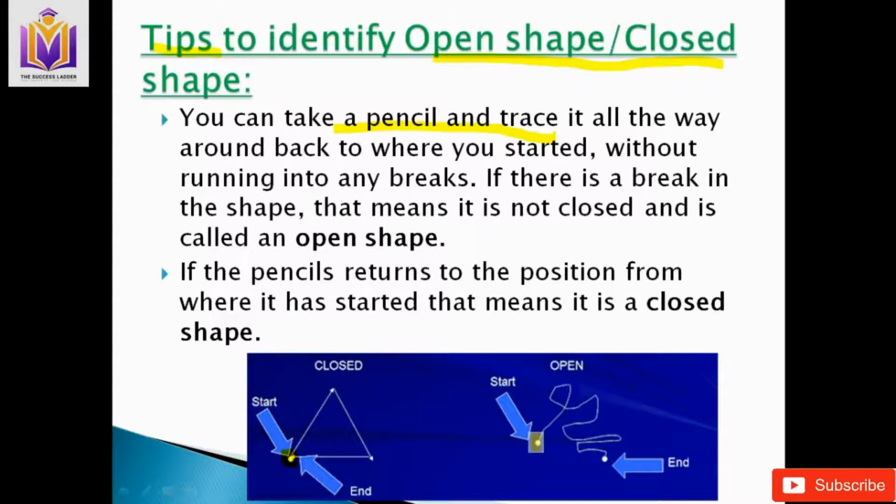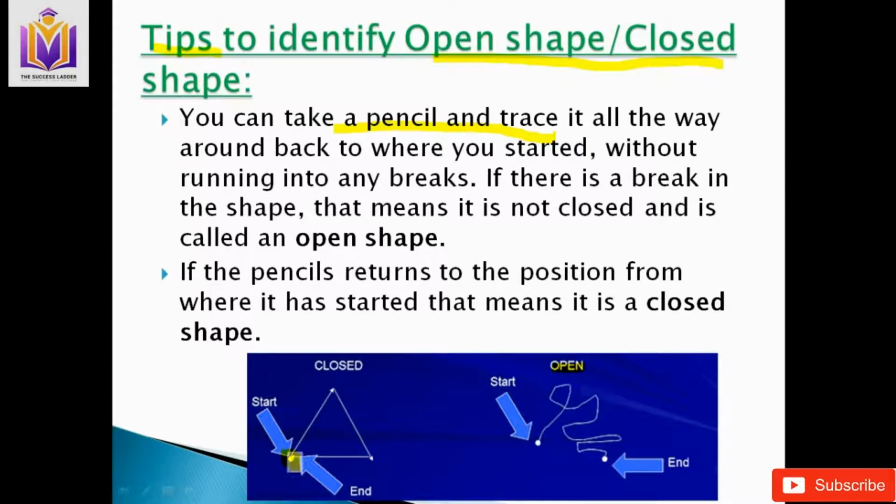For example, here if I trace the pencil, so there is a break in between. So my end point is not meeting with the starting point. So here a break is there. So the figure in which there is a certain break which doesn't allow the shape to meet with the starting point, that shape is called an open shape.